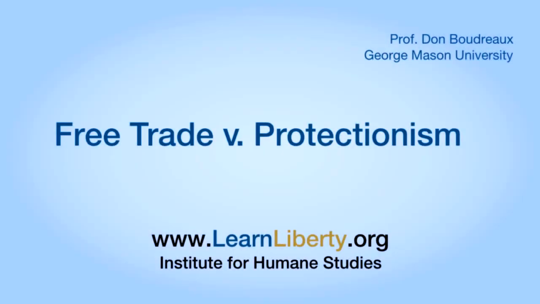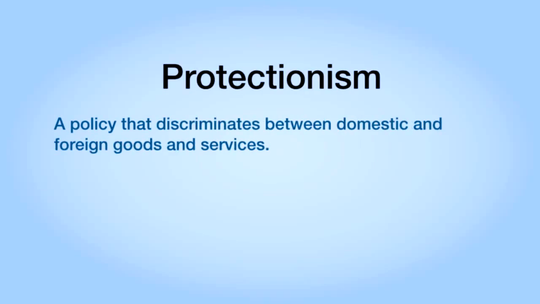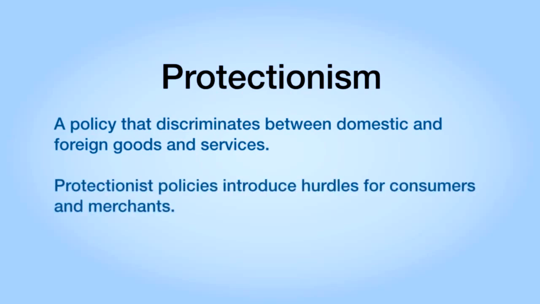Free trade is simply a policy of treating foreign goods and services no differently than domestic goods and services are treated. Free trade is a policy of allowing domestic consumers to buy from abroad just as freely as they can buy at home. Protectionism is a policy of discriminating against foreign goods and services. It's a policy of saying to domestic consumers, if you want to buy foreign-made goods and services, you have to jump through some extra large hurdles to buy those goods and services.